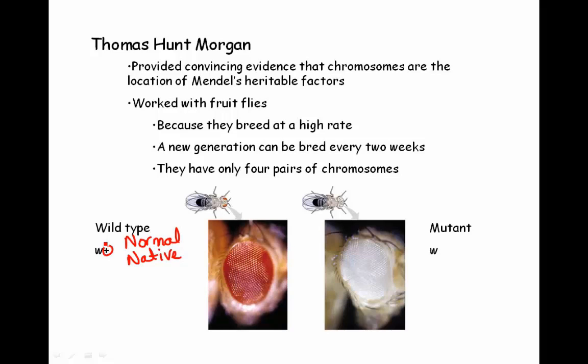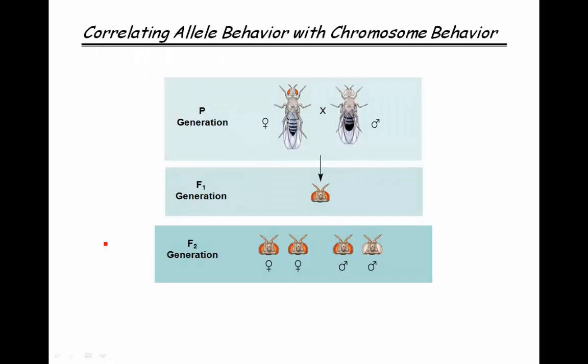So what Morgan did was he took this white-eyed fruit fly, which happened to be male, and here is our symbol for male if you aren't familiar with this. It was a male. So he took that male and he crossed it with one of his normal red-eyed female fruit flies, and he looked at the offspring. So he took a look at the F1 generation, and what he found was that every single one of the F1 offspring had red eyes. So that was pretty similar to what Mendel got in his experiments. It basically told him that red was dominant.